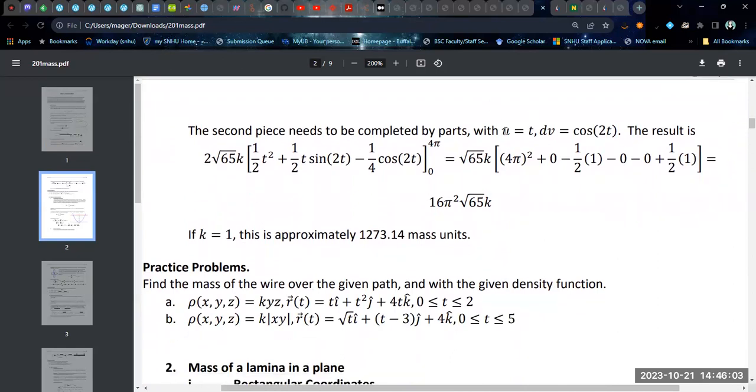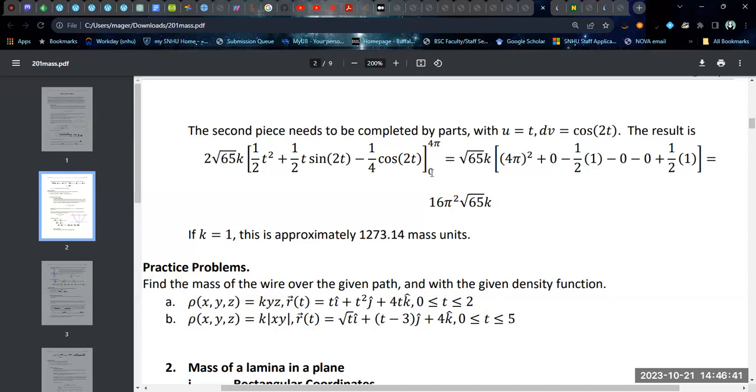For the second term, I've set u equal to t and dv equal to cosine 2t. This is going to result in the t integrating from the first term to 1/2 t squared. In the second case, the antiderivative of cosine 2t is 1/2 sine 2t. That's our v function times t. And then in the second one, we would get a second integral that involved only the sine 2t and a constant, and then we would integrate that again, and we would end up with -1/4 cosine 2t.